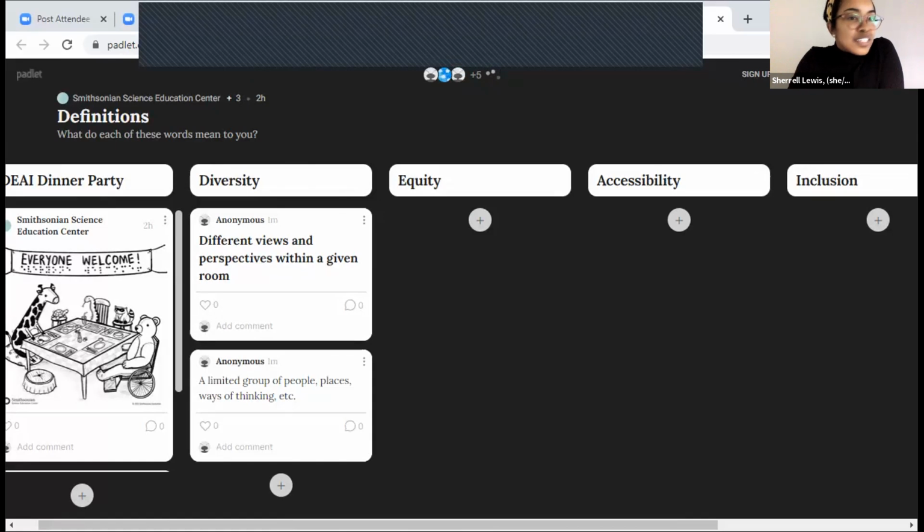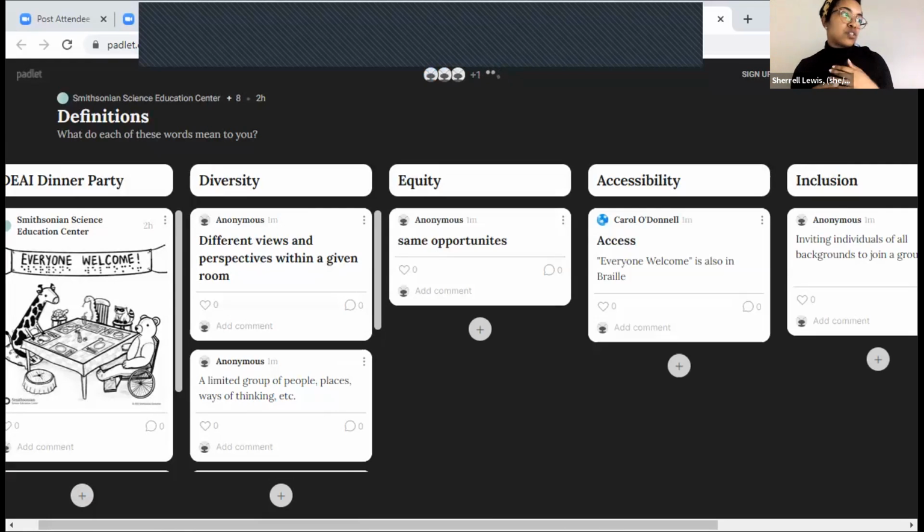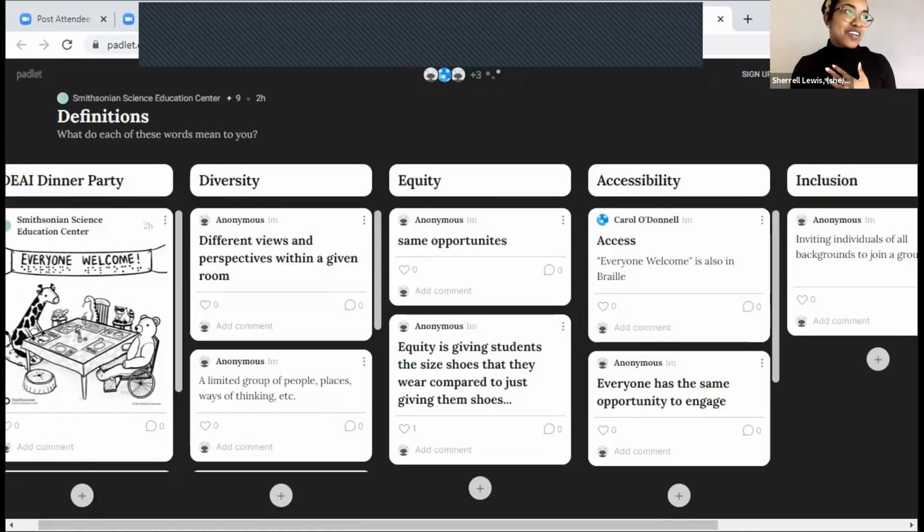I know sometimes it can be tricky trying to put all of this in your own words, but a limited group of people, places, ways of thinking, okay? Diversity is embracing multicultures, individual personalities, unique qualities, different points of view, absolutely. Same opportunities for equity. Here I see giving students the size shoes that they wear compared to just giving them shoes. I love that analogy there, or that metaphor. Everyone is welcome. It's also in Braille. Absolutely. Thank you, Carol, for sharing that.